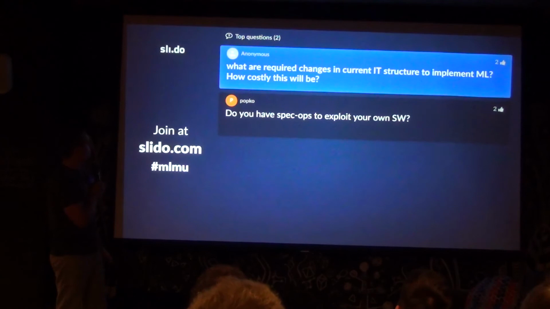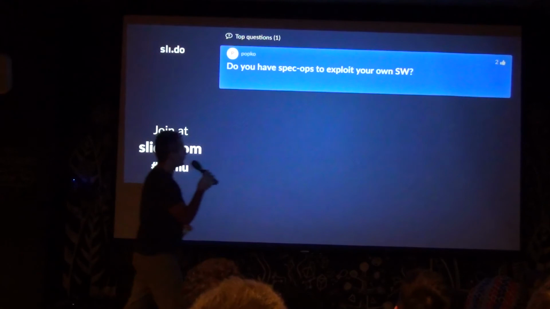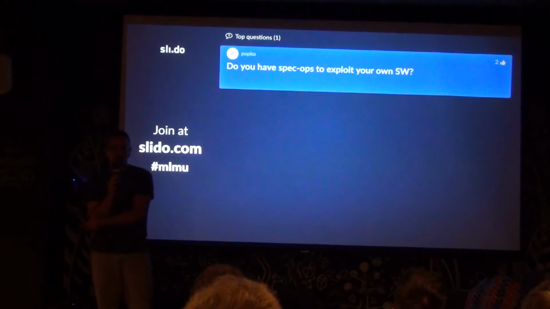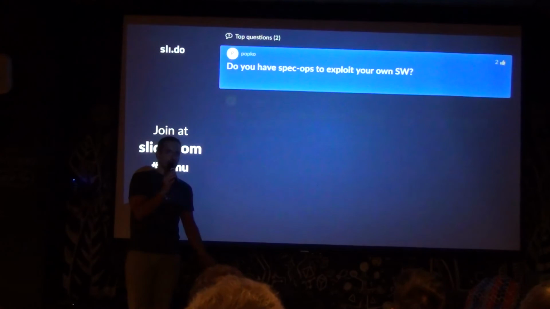You have spec ops to exploit your own software? Yes, so since June, we formed something called Security Audit Team, and we have guys working on basically attacking our own software. So first of all, we do a lot of fuzzing, so to automatically find some bugs.